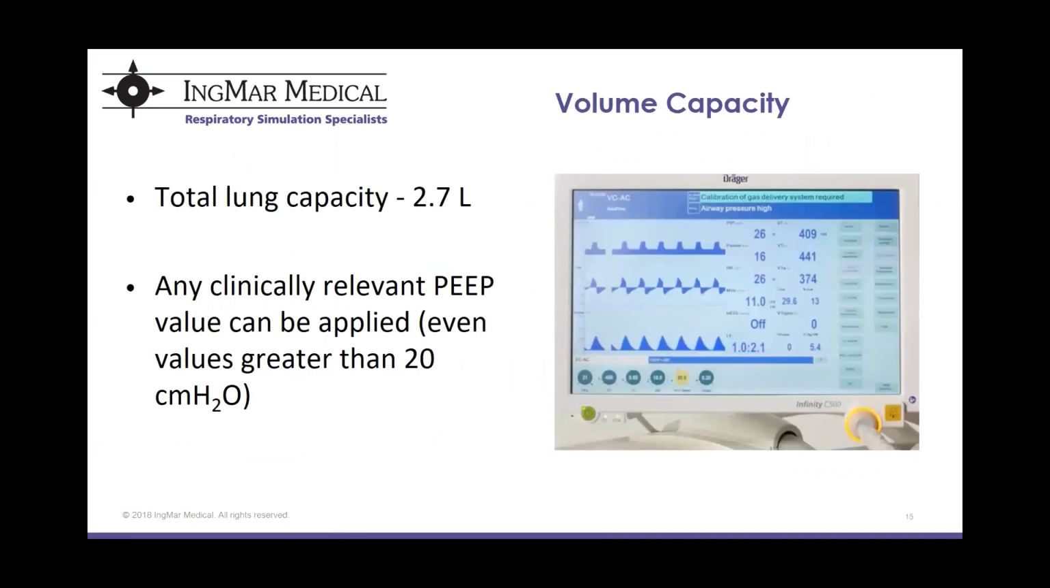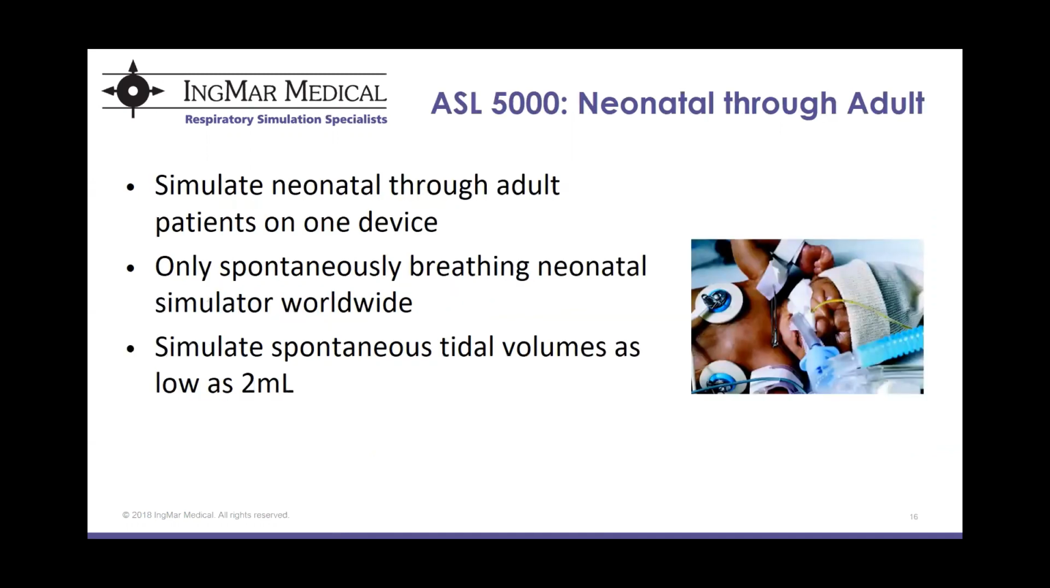The ASL 5000 has a total volume capacity of approximately 2.7 liters. This means any clinically relevant PEEP value can be applied from the ventilator, even values greater than 20 centimeters of water. The ranges of parameters available also allow users to simulate any patient type from neonatal to adult. In fact, the ASL 5000 can produce a spontaneous tidal volume as small as 2 milliliters.